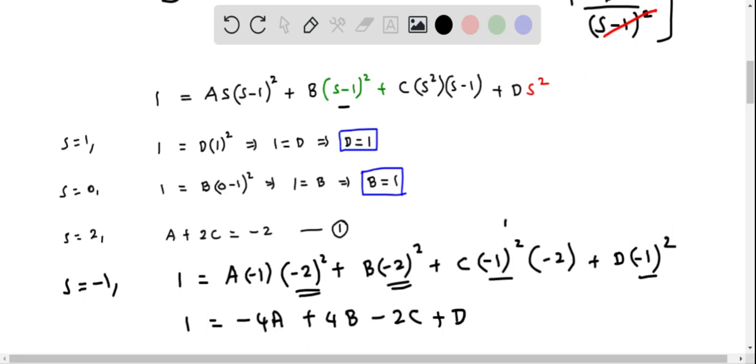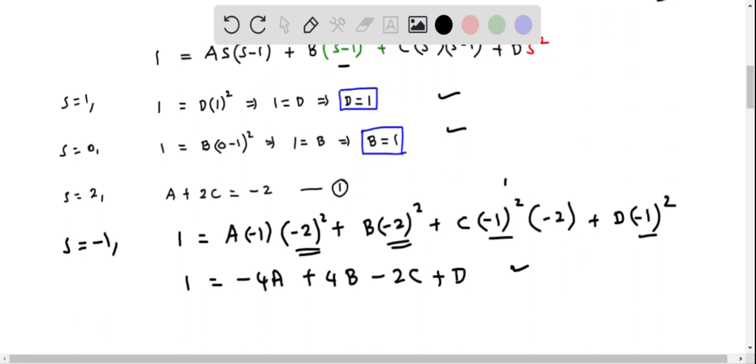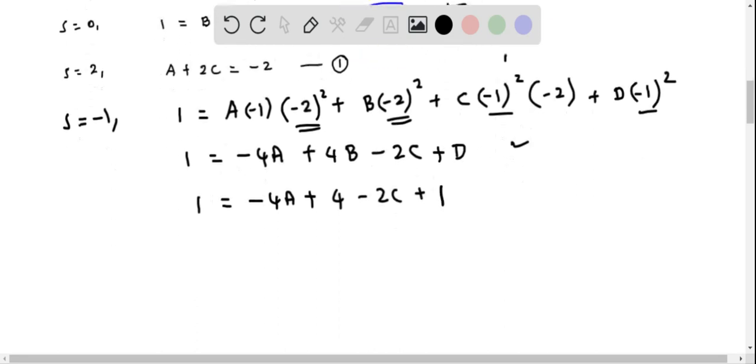Let's simplify by substituting d equal to 1 and b equal to 1 into this equation. So therefore this becomes 1 equals negative 4a plus 4 times b, which is 1, so it becomes 4, minus 2c plus d, which is 1. Let's simplify this. We have 4 plus 1 equals 5. So I subtract 5 from both sides. When I do that, I get negative 4 equals negative 4a, negative 2c.